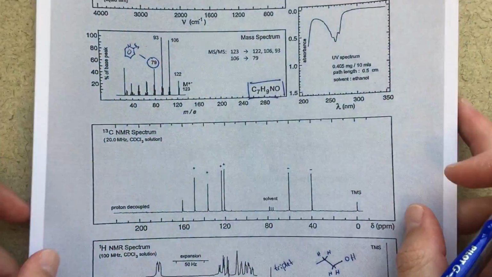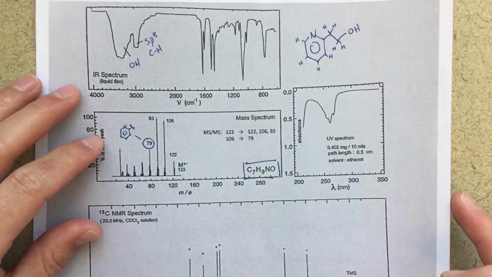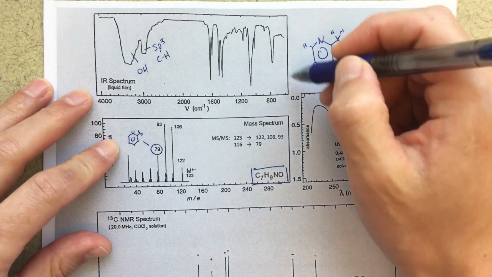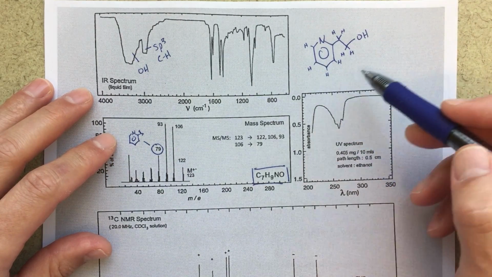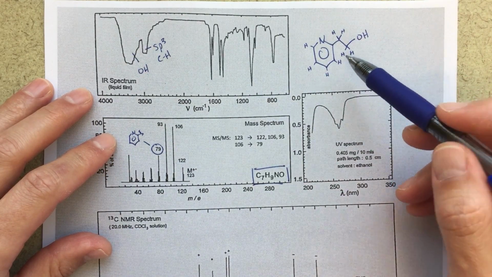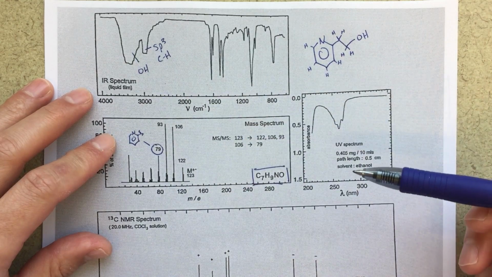So let's get this looking nice again. This is my first guess, right? And then we're going to go through and check it. I think that this is a nice structure. We've got all of our things sort of accounted for here.